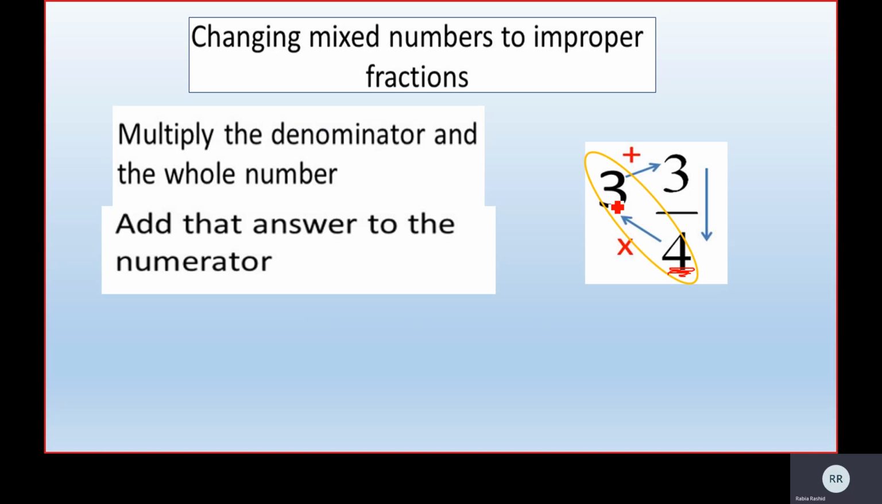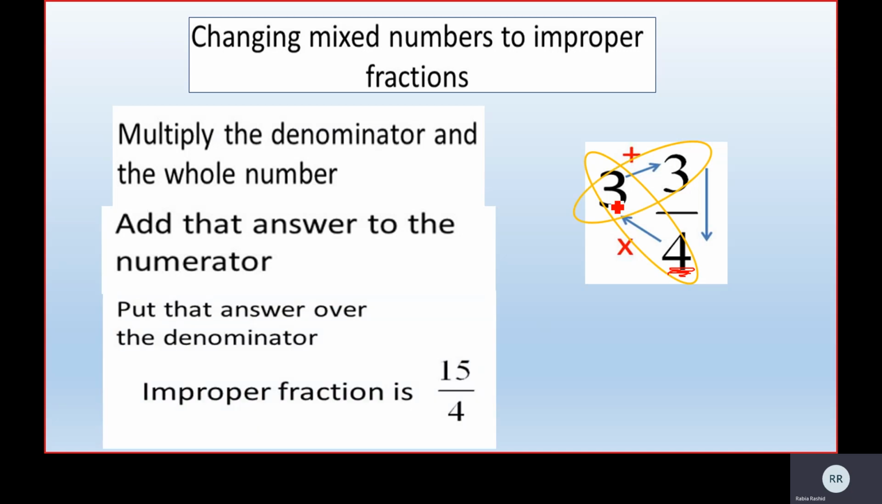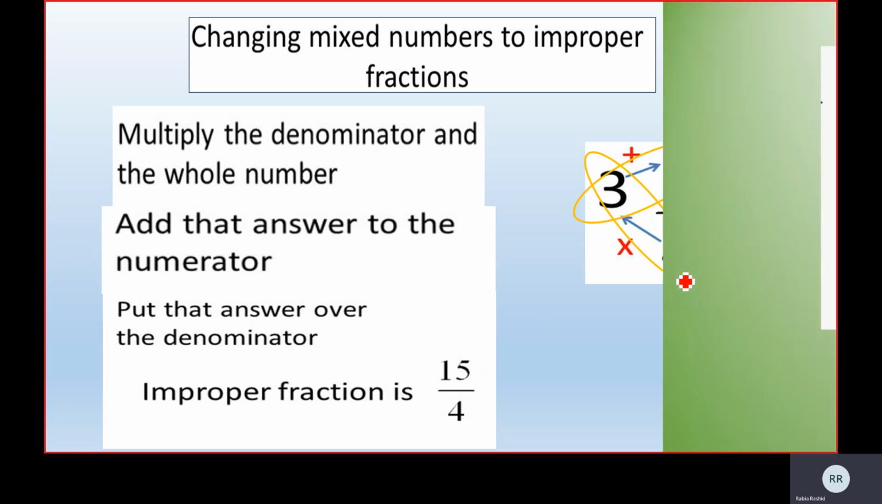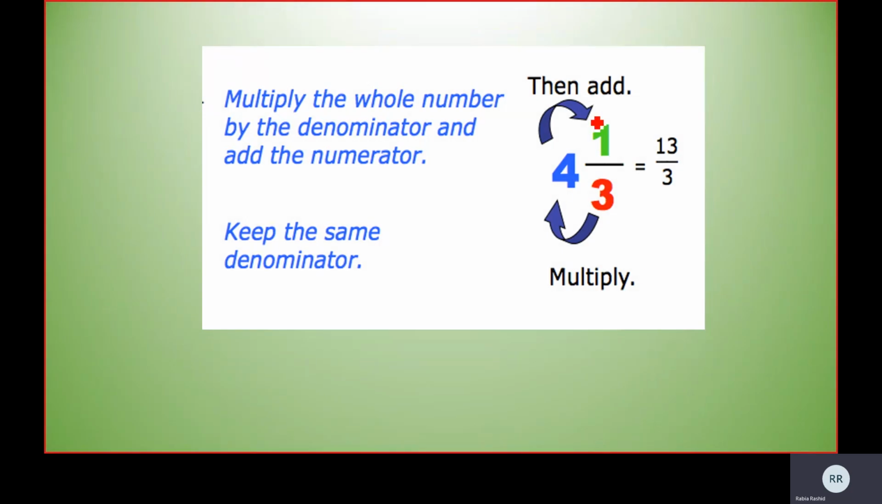So this is the way. 3 by 4, 4 times 3 is 12, plus 3 becomes 15. So your answer will be 15 by 4. And remember, the denominator does not change. But do not forget this, that your denominator will remain the same as in the mixed fraction. Okay, so here: feet, shoulder, head. When you are changing the mixed number to an improper fraction, multiply feet and shoulder, then add your head.